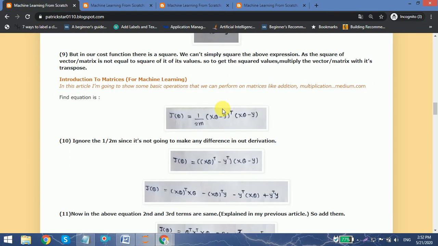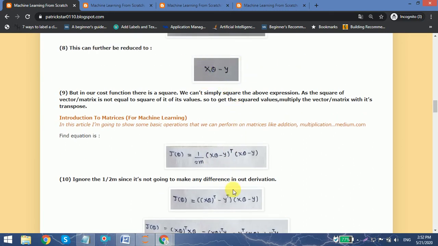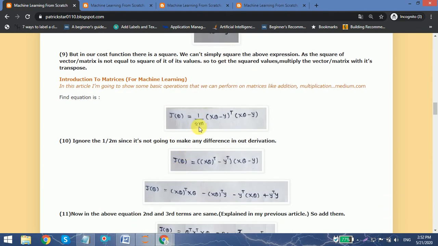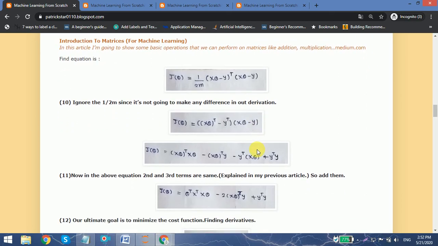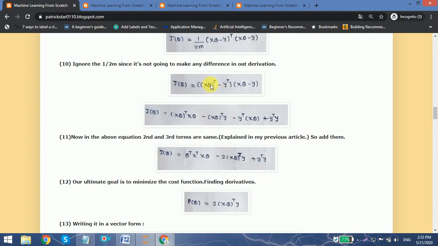Here we are going to do the same thing. We first converted it to its transpose and then multiplied it by itself, and now we are going to ignore this 1 upon 2m because it is not going to make any difference in our derivation. The next thing is we give the transpose value to each of its elements, so I think it's pretty easy to understand. Then we multiplied each of these elements with each other, like X theta transpose into X theta, and X theta transpose into y, and so on.